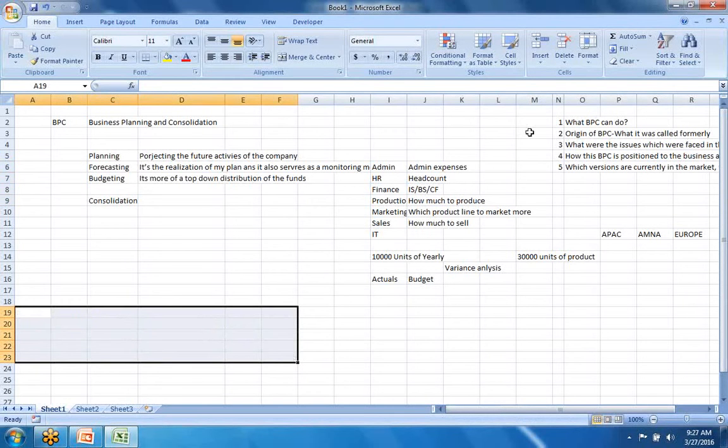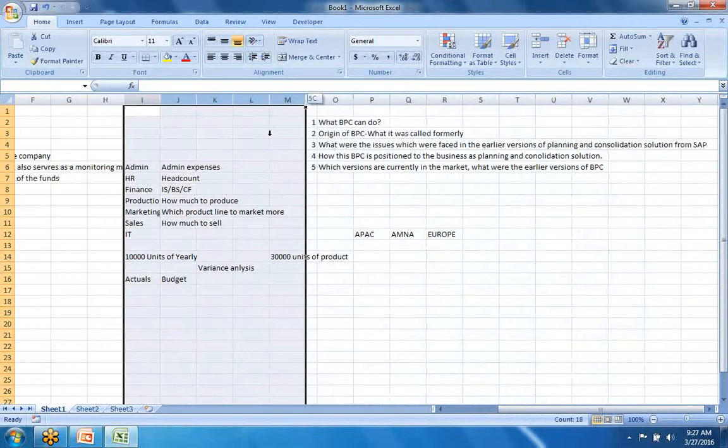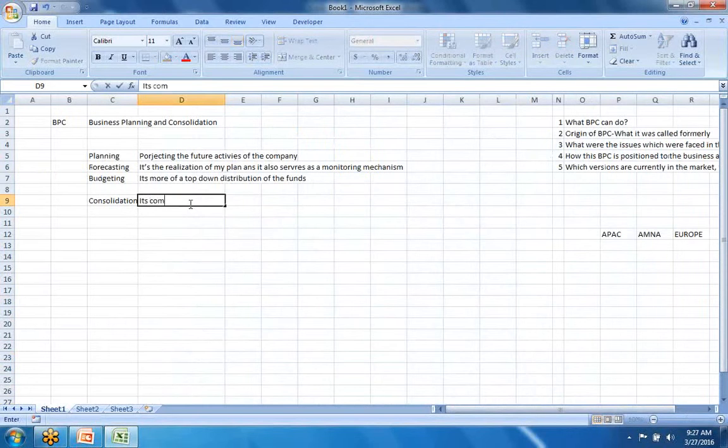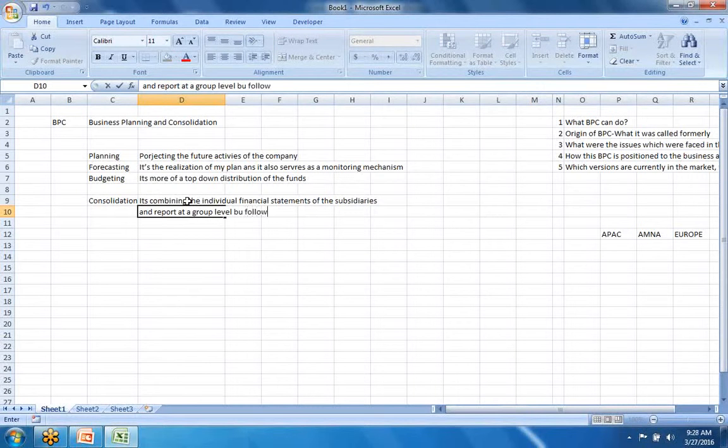Now coming to consolidation, what exactly is consolidation? In simpler terms, consolidation is nothing but combining the individual financial statements of the subsidiaries and reporting at a group level by following the accounting standards, or rather the accounting policies of the group.